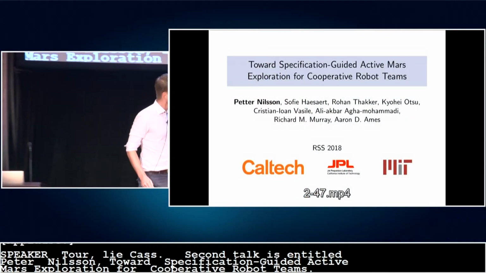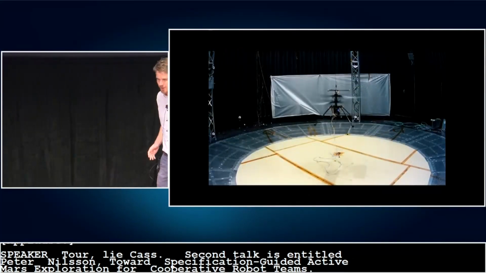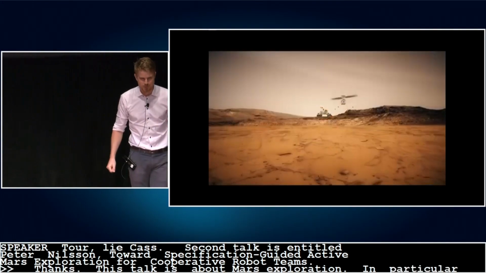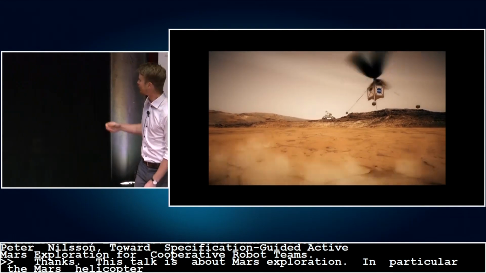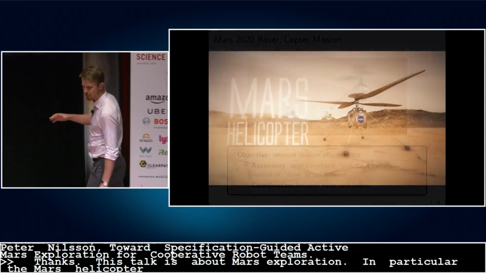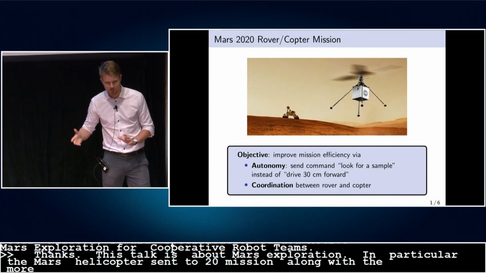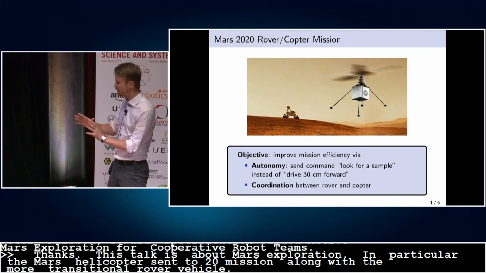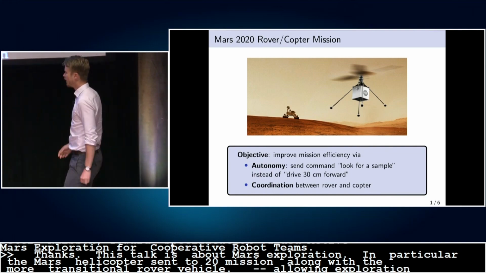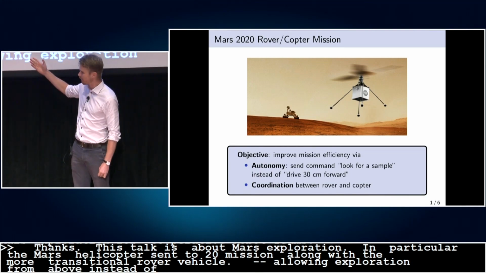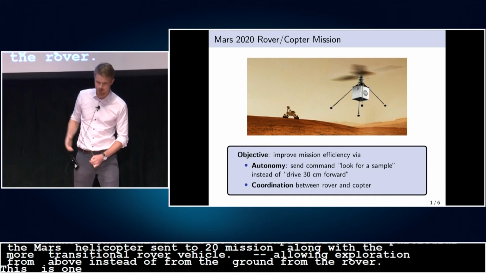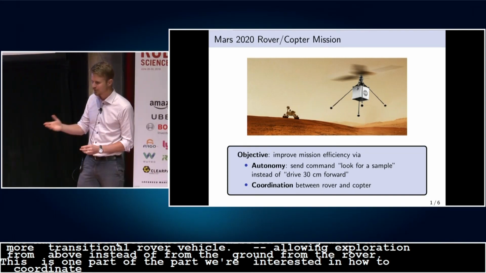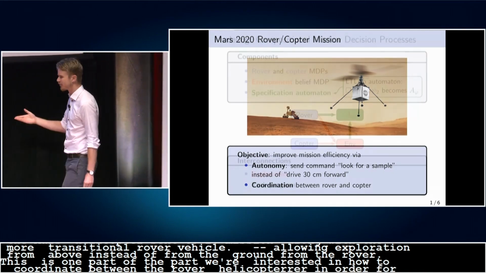OK, thanks. So this talk is about Mars exploration, in particular the Mars helicopter that JPL will send to Mars for the Mars 2020 mission, along with the more traditional rover vehicle. The idea is that by having a flying asset, we can improve mission efficiency by allowing exploration from above instead of looking from the limited view from the ground from the rover. This is one part of the problems we're interested in, is how we can coordinate between the rover and the copter in order for the copter to provide as much value as possible for a particular mission.